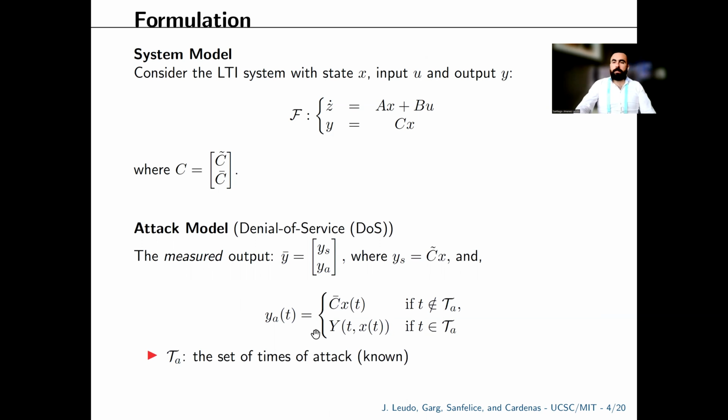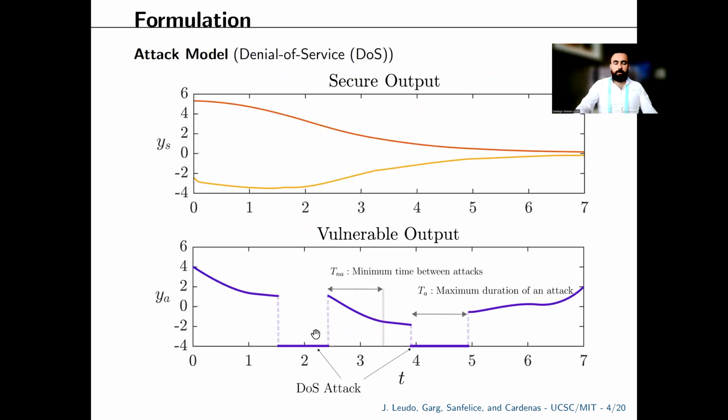We denote by calligraphic TA the set of times of attack that we assume as known. We know when attacks occur and when they end. Consider an example in which you have three outputs. Two of them are secure, in the top of the figure, but there is one that is vulnerable to attacks. After an interval of no attacks, we have an attack that has maximum duration of TA seconds. And after each attack, we have intervals of no attacks of at least TNA seconds.